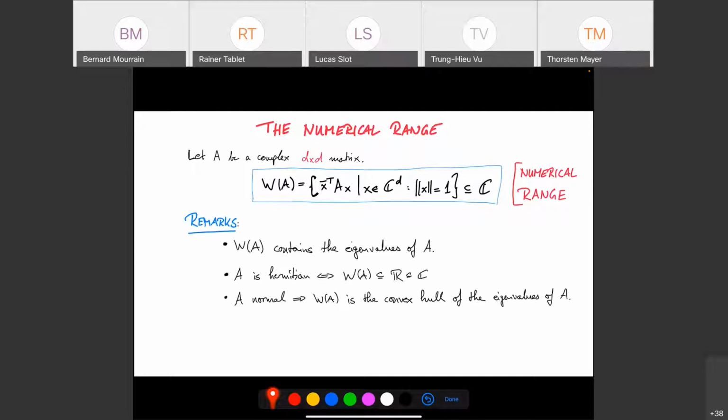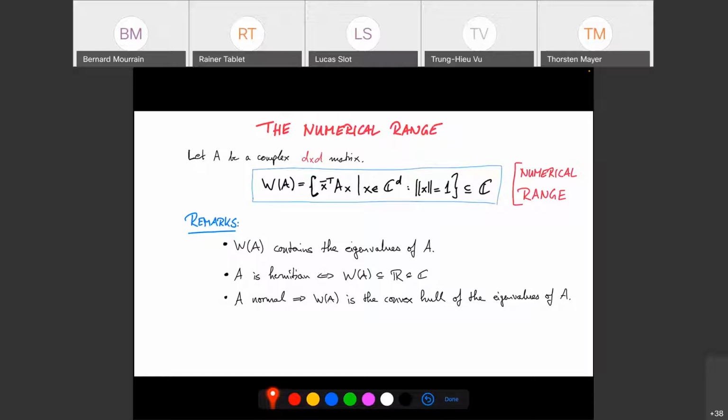So let's maybe look at some basic properties of this set. So first of all, it contains all of the eigenvalues of the matrix A. So why is that? Well, you just choose as X a normalized eigenvector corresponding to this eigenvalue. So A times X becomes lambda X, and X bar transpose times X becomes 1. So you get lambda as an element of WA if you take X to be a corresponding eigenvector.